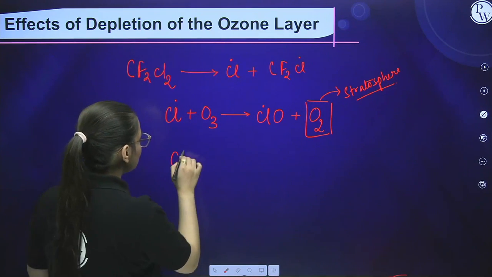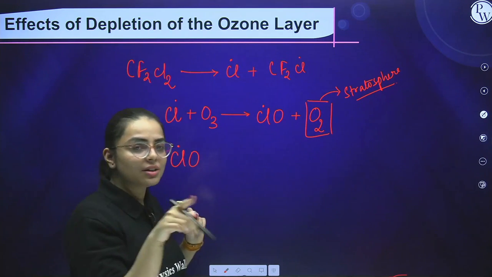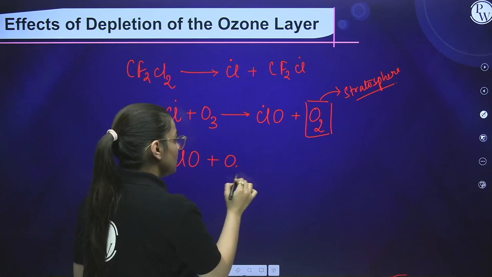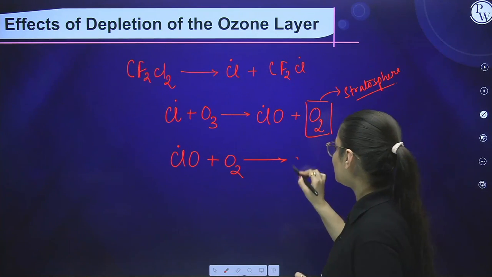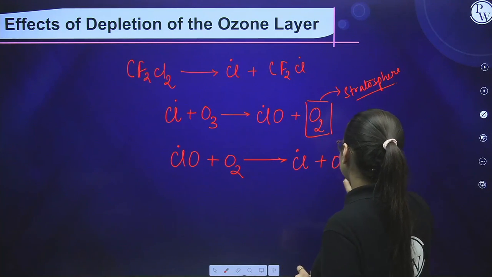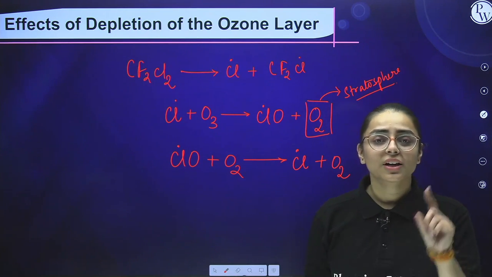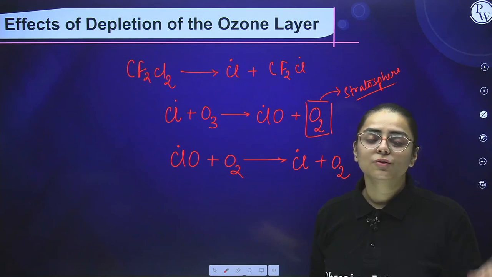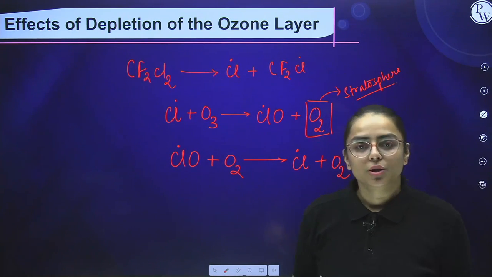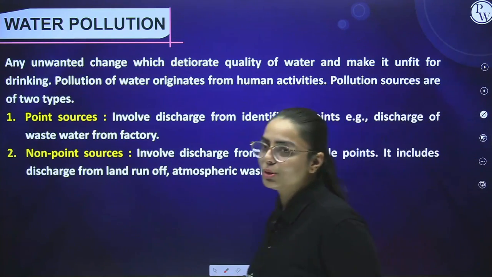Other than this, students, another reaction that can be seen is that this ClO radical reacts again with O. It will lead to the production of Cl radical plus O2. So this O2 that is produced will consume ozone. Ozone will be less. It will be depleted, which will lead to pollution. Clear? Okay, students, now comes our next kind of pollution, that is water pollution.